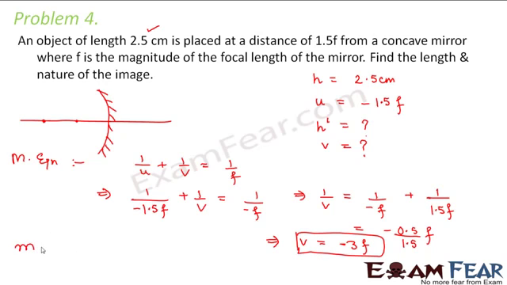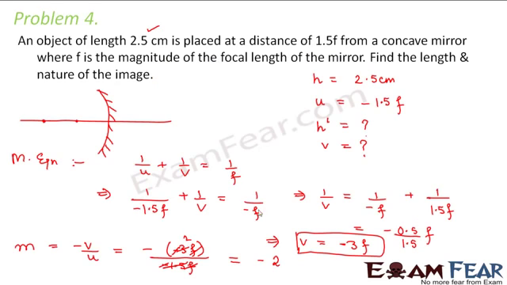Now using this image distance we can calculate magnification, which is defined as minus v by u. So magnification will be equal to minus 3f divided by minus 1.5 f. The minus signs get cancelled, we get 2 f, and f will also get cancelled. So magnification is minus 2.